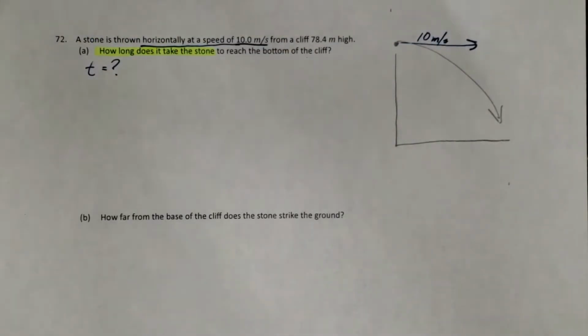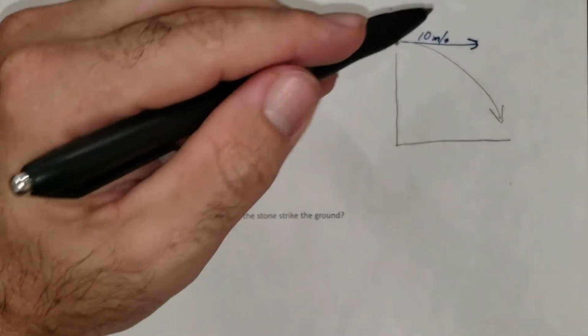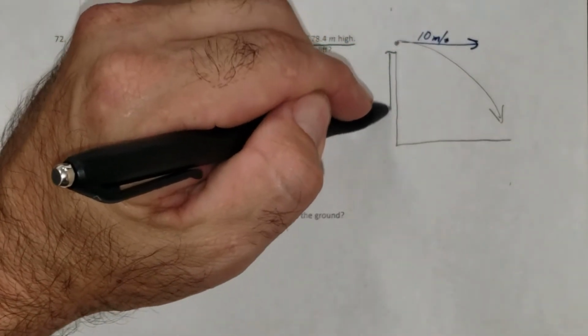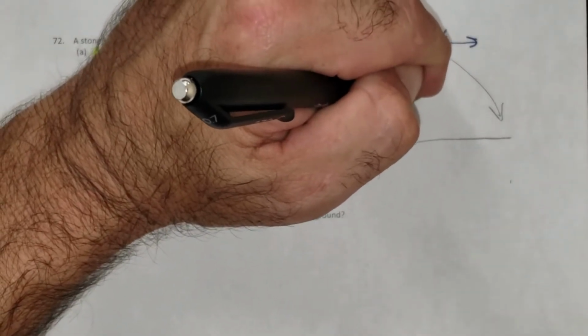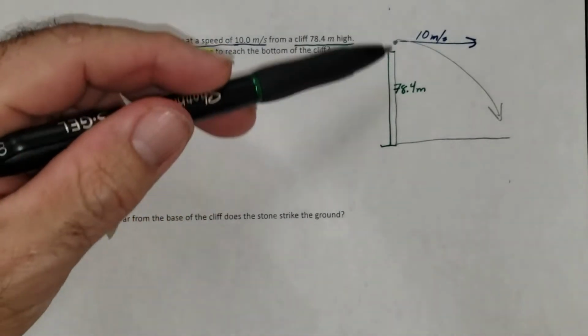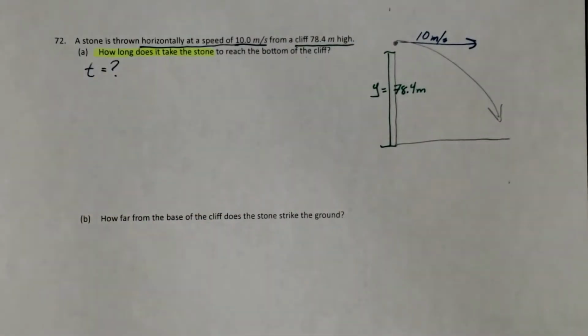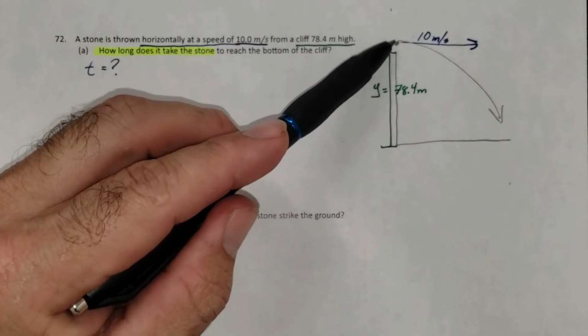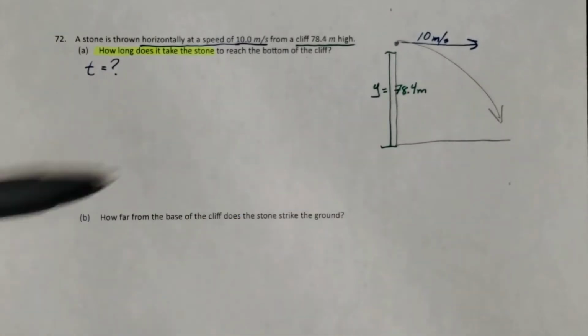Now we also know that the cliff is 78.4 meters tall. So that means that this is 78.4 meters. Now, since that is the vertical axis, we will go ahead and call that y. So our time is going to be a y variable because we're looking for how long it takes the stone to go from here down to the bottom.